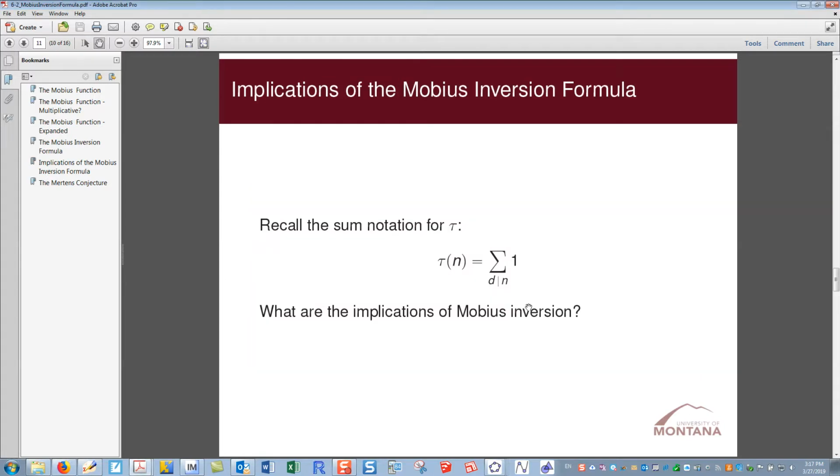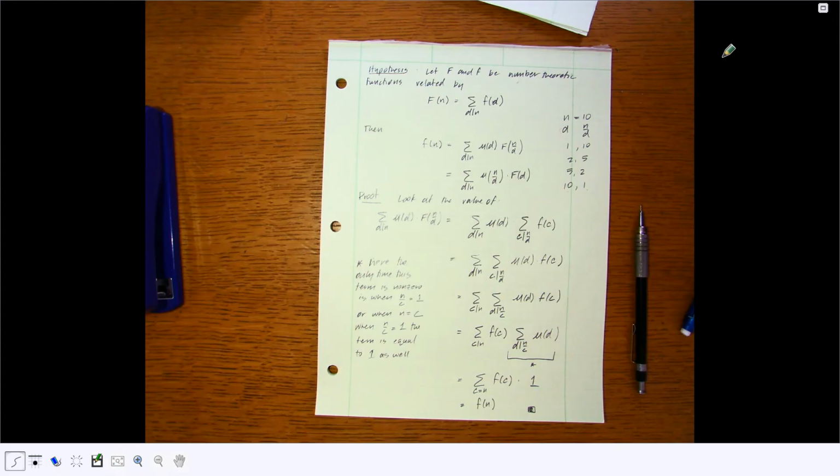Okay, let's see what the implications of the Mobius inversion formula are on some functions that we've already been introduced to. Let's take a look at tau first. Remember that tau counts the number of divisors that a natural number has. So if we recall the summation notation for tau, tau of n is just the sum across all divisors of n of 1. All it's doing is counting how many divisors exist. And the question is, what are the implications of Mobius inversion for this function?